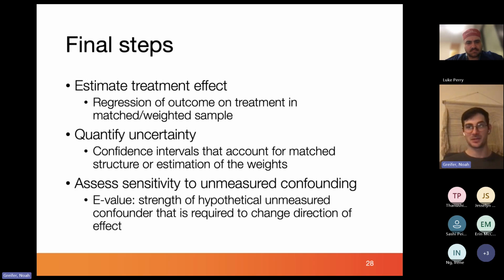And then we also have this ability to assess the sensitivity to unmeasured confounding. We think we measured all of our confounders, but what if we didn't? We can actually assess how our inference might change for a given hypothetical confounder that we didn't measure, and how strong a confounder would need to be in order to change our inference, the direction of the effect.